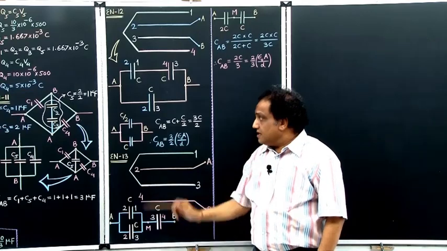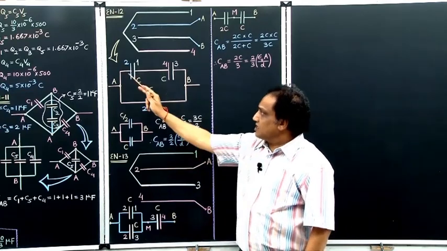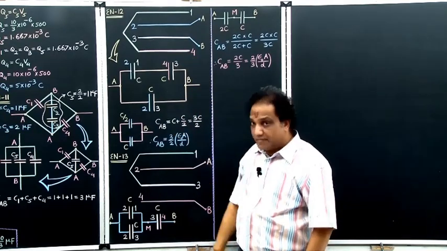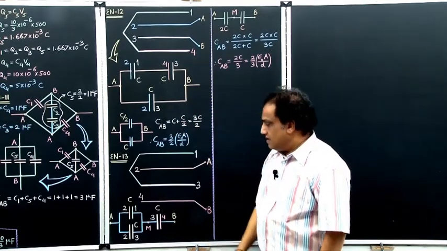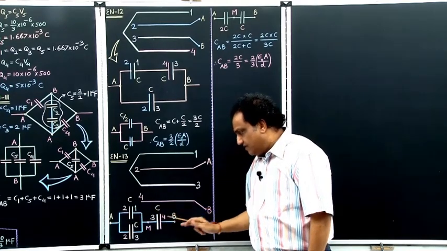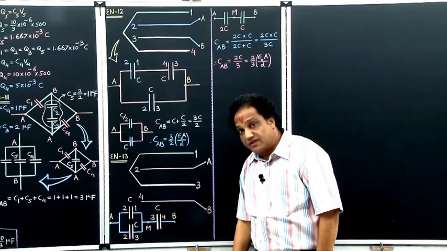Take care. Here series connection of 2 identical capacitors is connected in parallel with third capacitor, and here parallel connection of 2 capacitors is connected in series with the third capacitor. That is the difference. Okay.